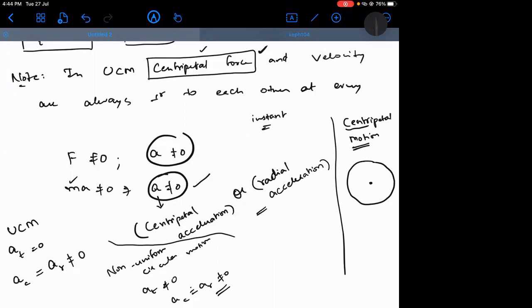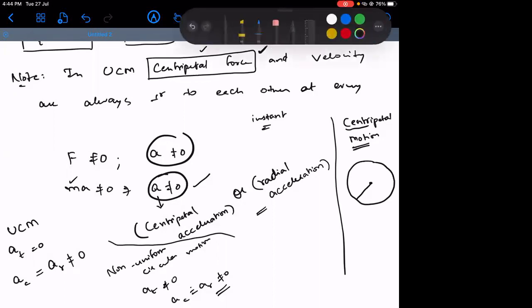Okay. Sir, I have a doubt. Tell me. Sir, could you give an example of non-uniform circular motion? Non-uniform circular motion, see. Okay, first I'll give you another example of uniform circular motion that you have learned in your chemistry. Let me see if this is clear.